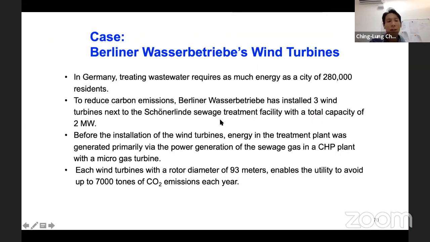And this is the case in Germany. They use the wind turbine to generate electricity. As you can see, there are so many cases from Germany, because Germany is a country in Europe, and they try to come up with more solutions to protect our environment.